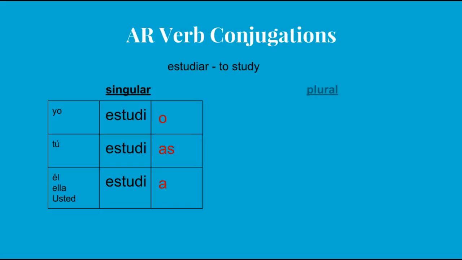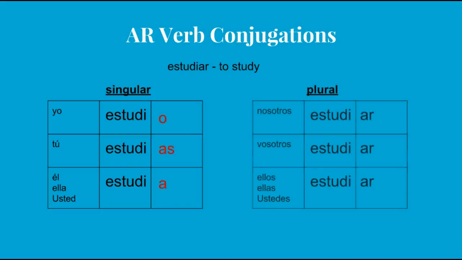Next, let's look at the plural forms. The plural subject pronouns are nosotros, for we, vosotros, which is the plural form of tú, and it's only used in Spain. So this is the one that I refer to as the y'all of Spanish, because it's not quite as common in other areas. Ellos, ellas, and ustedes are the other plural subject pronouns.